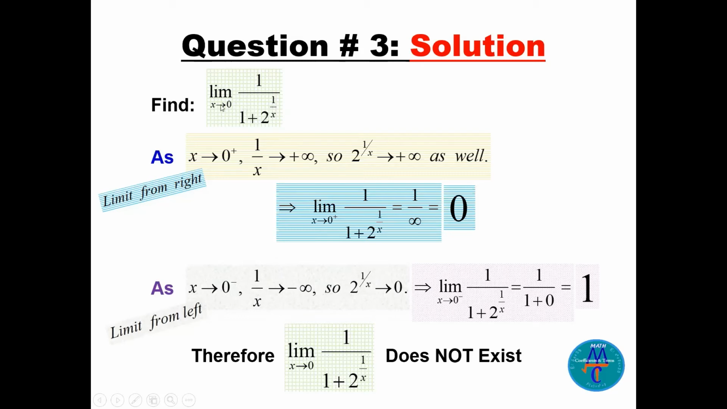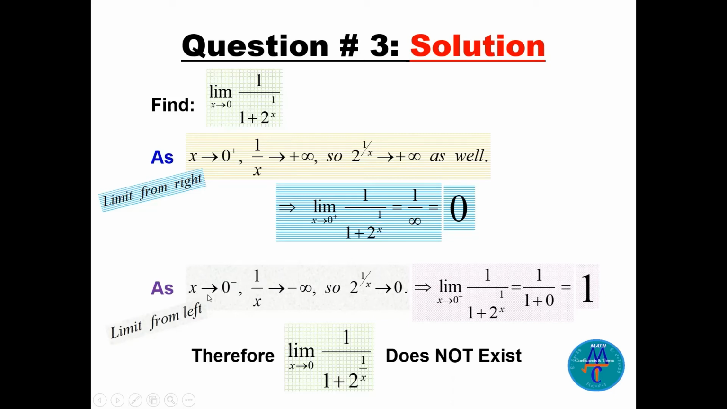So we have to be careful. We have to check the limit from the right and the limit from the left. Now let's see. The limit from the right, that means x is positive. So 1 over x will go to plus infinity. So 2 to the power infinity will also be plus infinity. So when we check the limit of this function as x goes to 0 from the right, it will be 1 over infinity plus 1. Infinity plus 1 will also be considered as infinity. 1 over infinity will be 0.